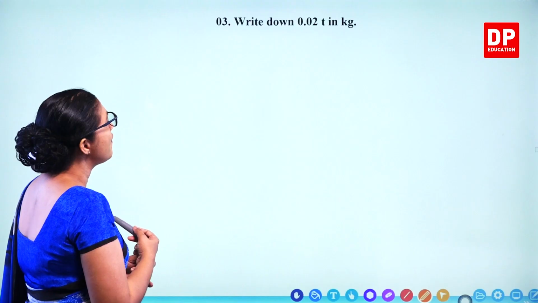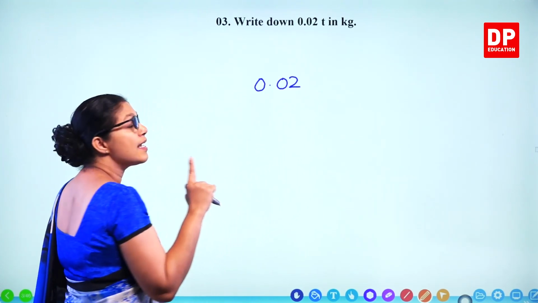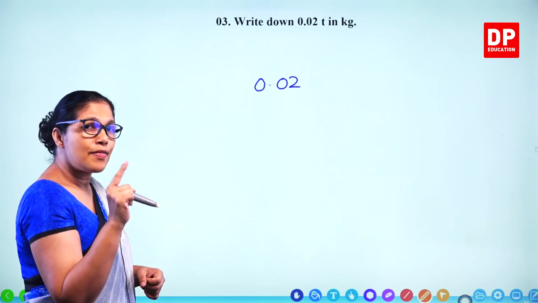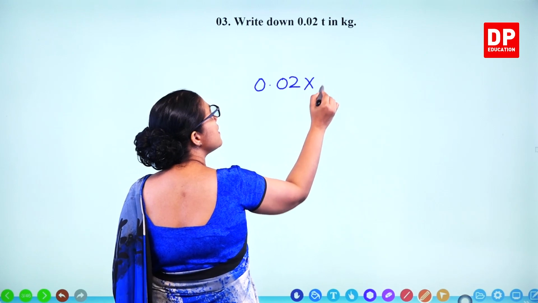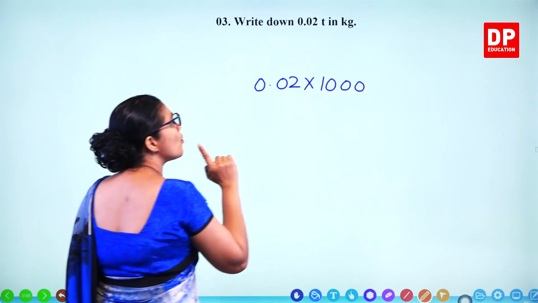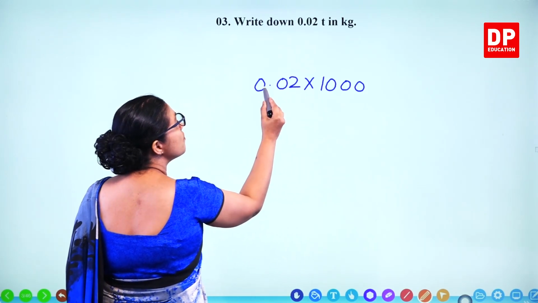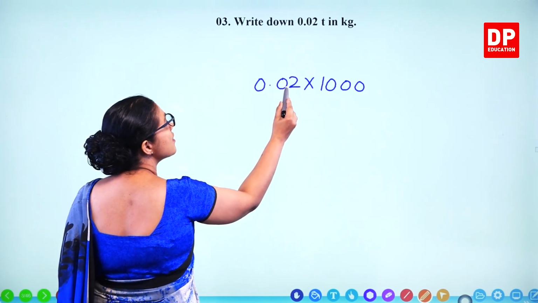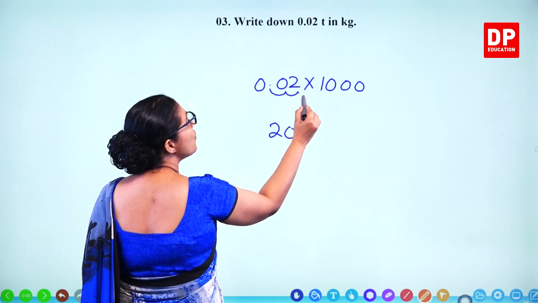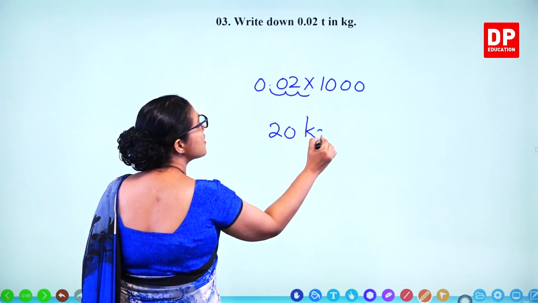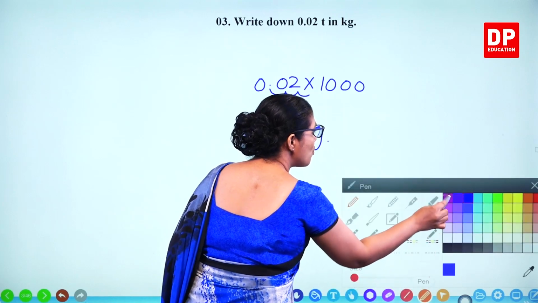Question number 3, write down 0.02 tons in kilograms. What's the relationship? 1000 kilograms is 1 ton. So you can multiply this by 1000. When you multiply this by 1000, move 3 places to the right. So you are getting 20 kilograms here. So multiply by 1000. So 2 marks.